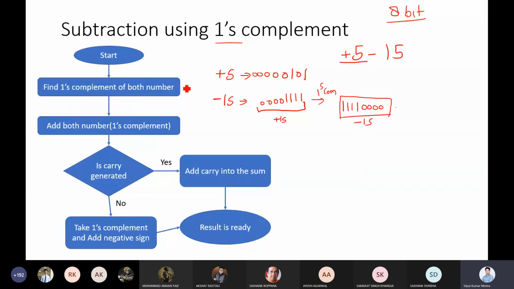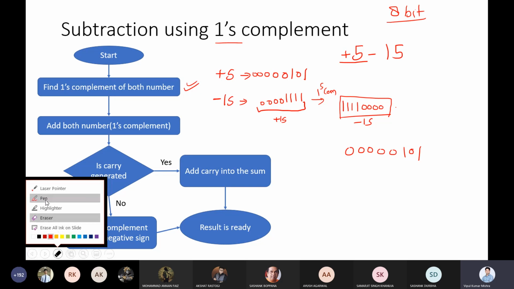Now, once you represent both numbers in ones complement, we have to add both the numbers. So we have to add 0 0 0 0 0 1 0 1 and 1 1 1 1 0 0 0 0.